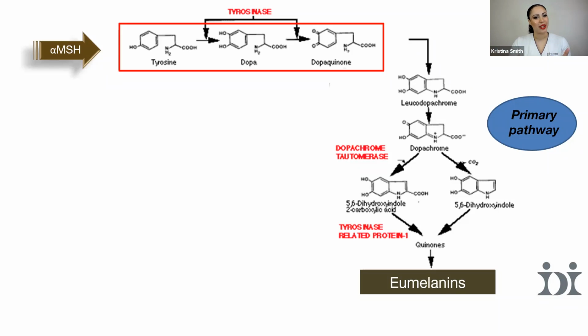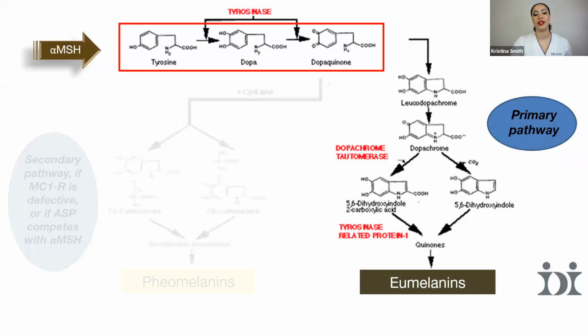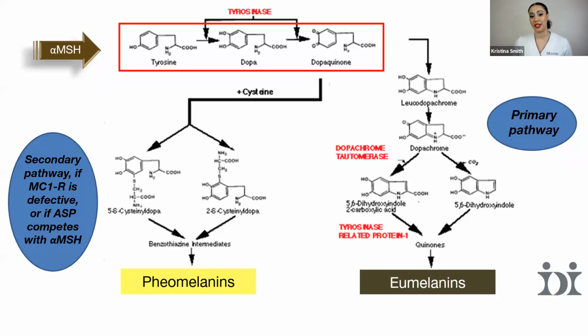So the primary pathway is eumelanin, but not all of us have very dark skin. So what's happening? Because something obviously is diverting from this primary pathway if not all of us have rich brown skin. So what happens is the other pathway, a secondary pathway that leads to pheomelanin. Now, there are a couple of different ways this can happen. We already mentioned the ASP, the agouti signaling protein, stimulates pheomelanin.